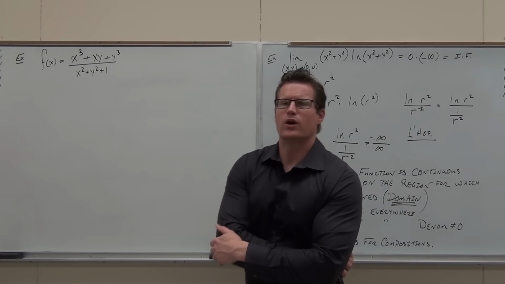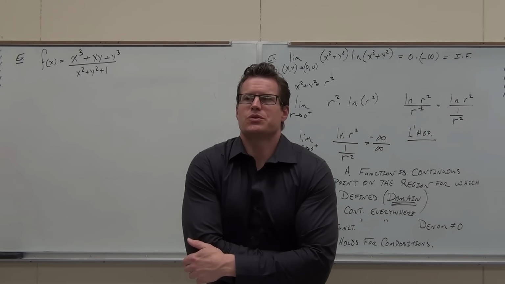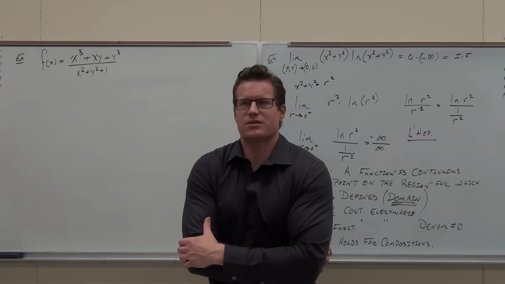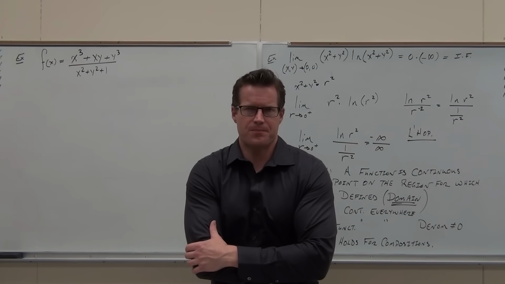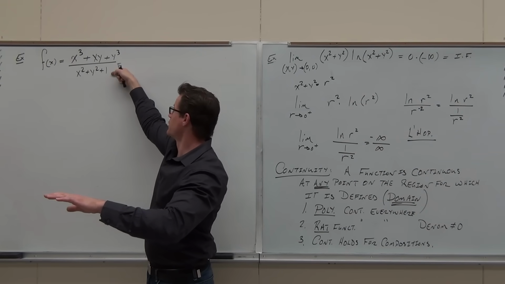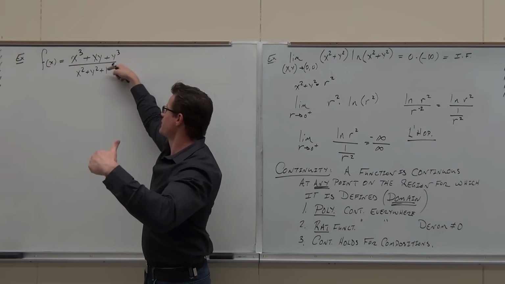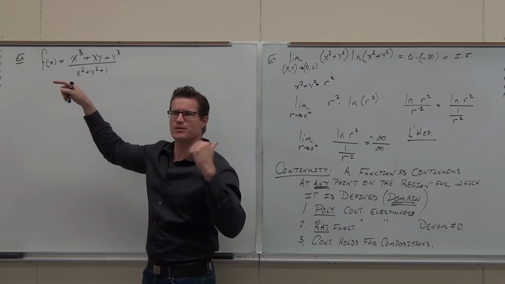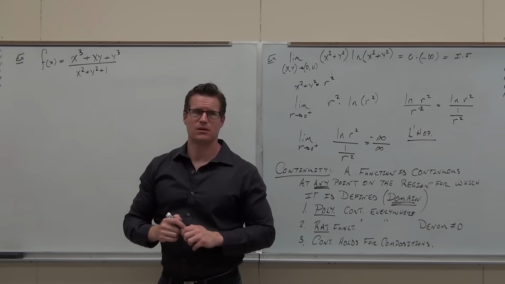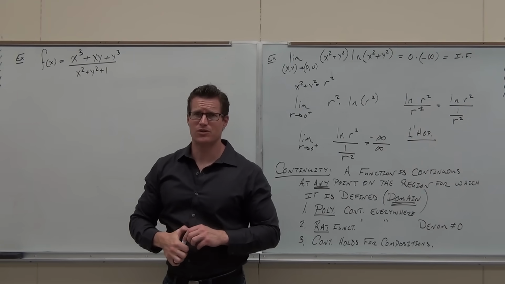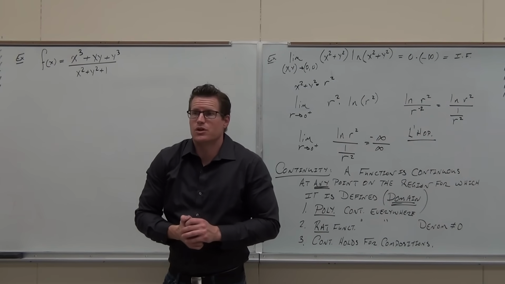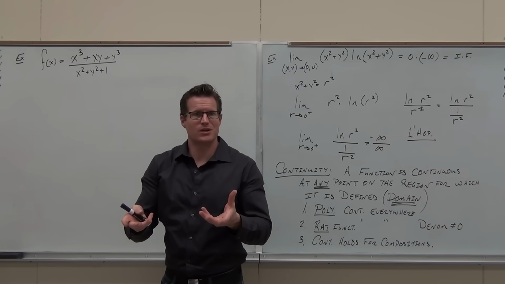Question: Where would domain issues, and so likewise, where would continuity issues exist on this problem? If anywhere, where would they be? Good. Polynomial, continuous everywhere. Perfect. Rational function, continuous everywhere unless the denominator can equal 0. Now here's my question: can the denominator equal 0? Not without imaginary numbers. Do we have imaginary numbers? Thank goodness, no. So, are there any continuity issues?